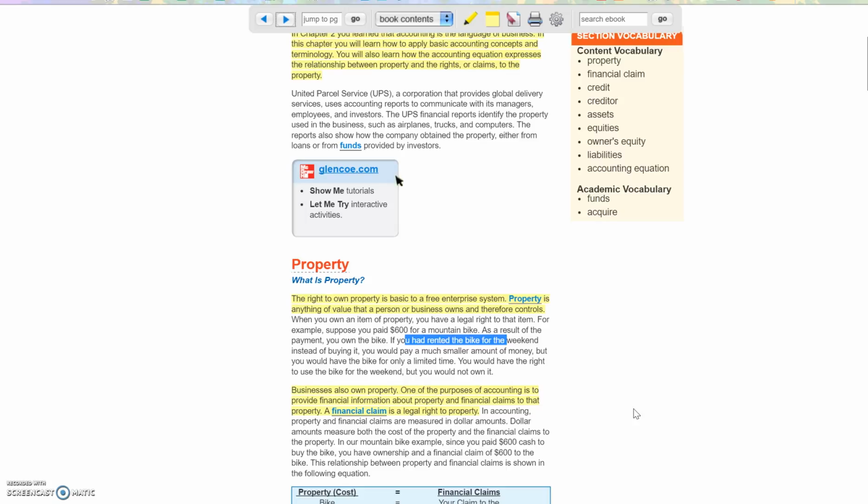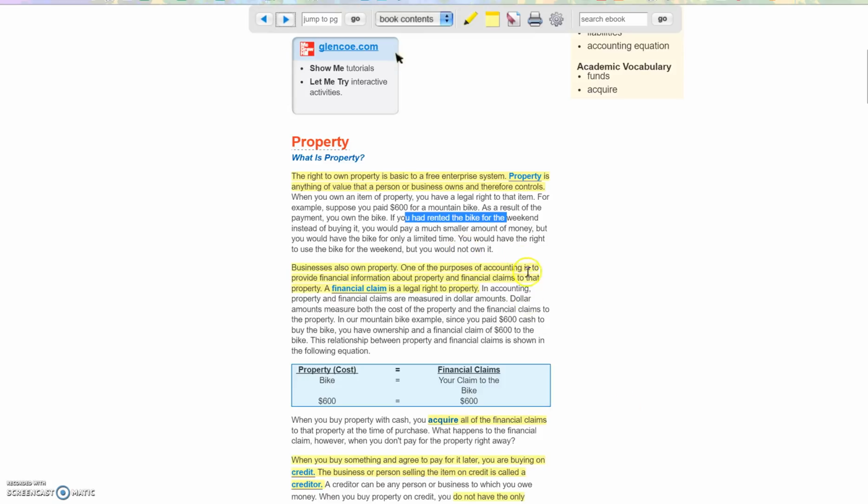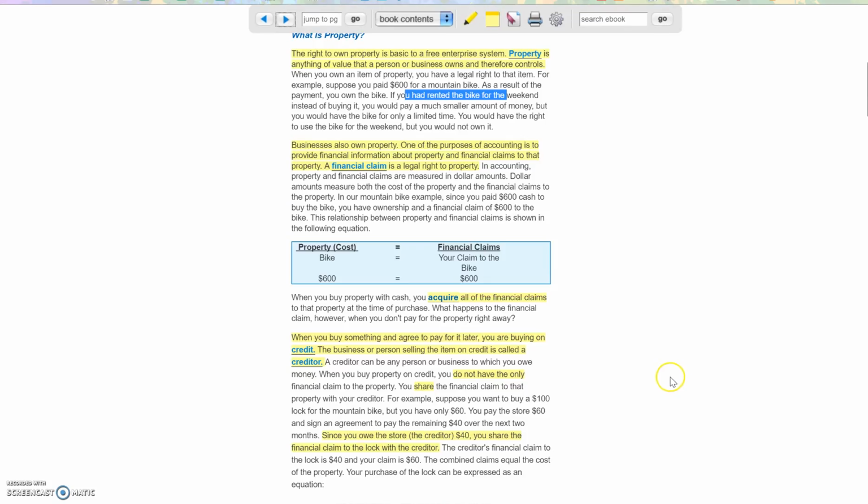If we look at that from a business sense, one of the purposes of accounting is to provide financial information about property and the financial claim to the property. That claim is your legal right to an item, to a piece of property. In our mountain bike example, here's your property. It was worth $600. You are the only one that has financial claim to the bike because you paid for it in full. When you buy it with cash, you acquire all the financial claims to that property.